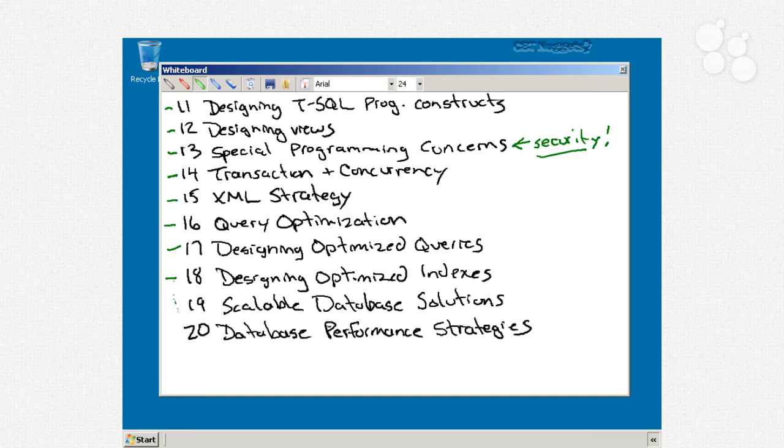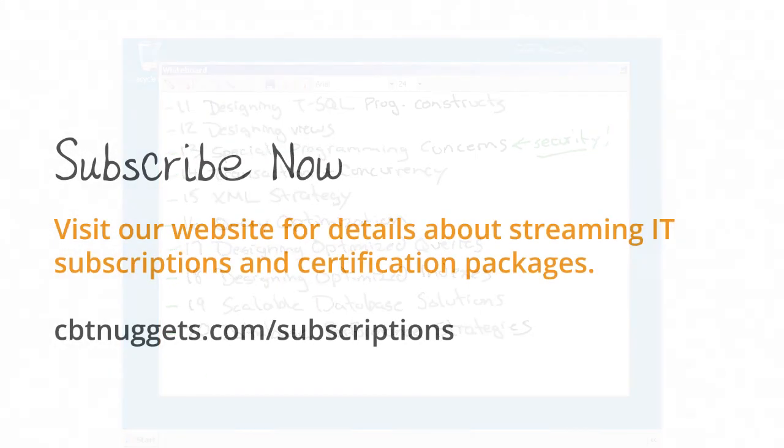Now those things all help us build toward Nugget 19, scalable database solutions. That's where we'll learn all the different techniques that SQL offers to build database solutions that can grow to nearly infinite size if you need to. And finally, in Nugget 20, we'll wrap up with designing database performance strategies, ways to keep your database performing really well, resolving problems, designing partitioning strategies to improve performance, designing compression strategies, stuff like that. So if you're ready, let's get started.